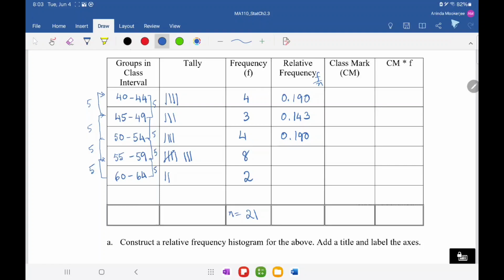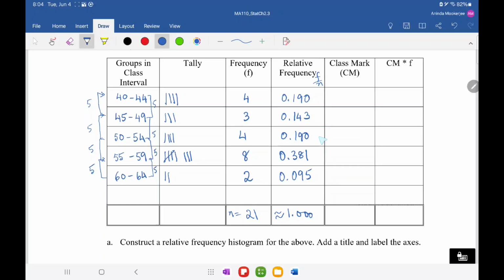8 divided by 20 is 0.381, rounded up. And 2 divided by 21 is 0.095. When you add these values up, it should approximately add up to a 1. It can be 0.999 or maybe 1.001 based on how you've rounded up to the third decimal place. Again, by default, always keep your decimals to the third place.